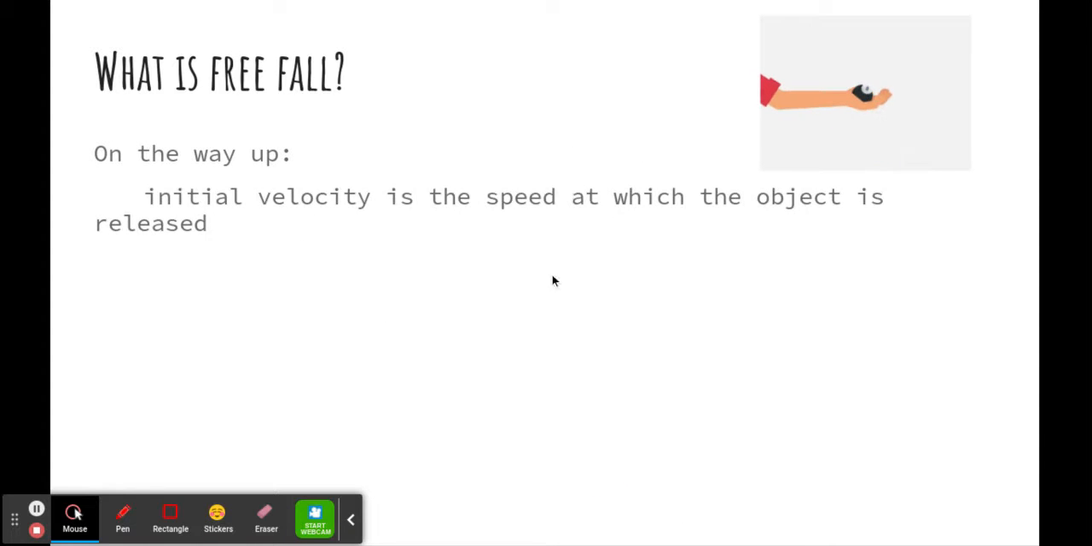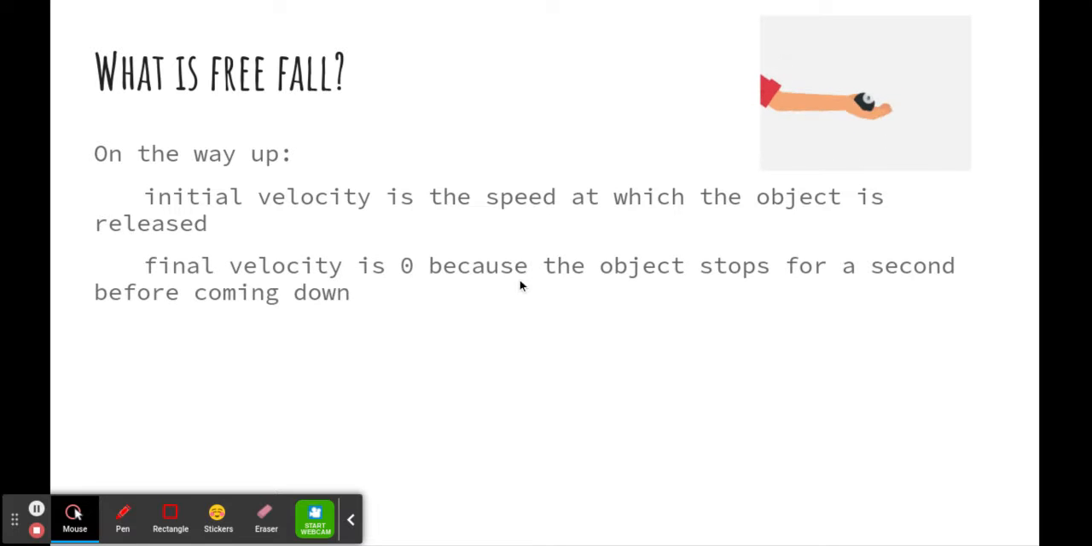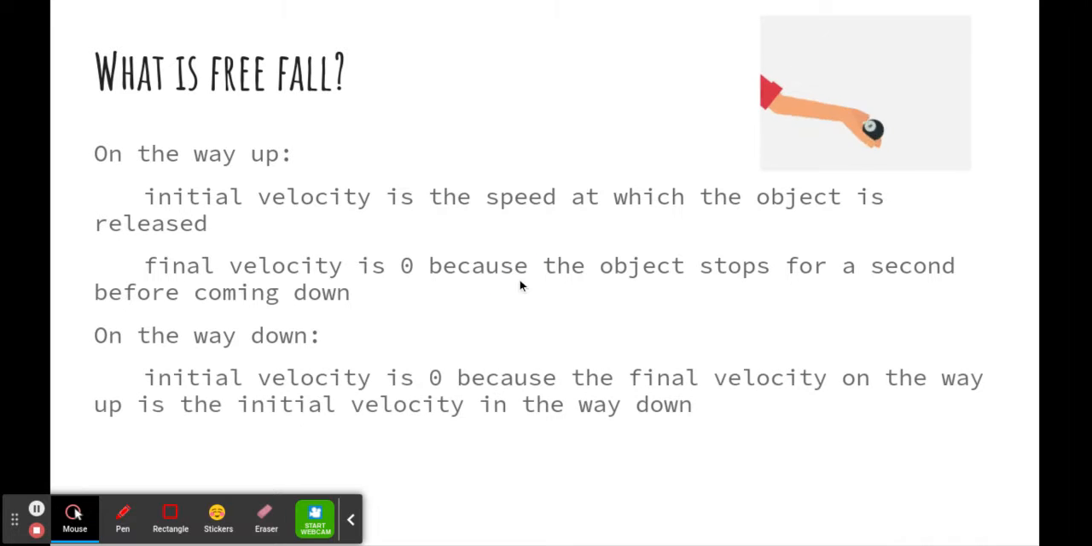So some things to know are that on the way up, initial velocity is the speed at which the object is released, and final velocity is zero because the object stops for a second before coming down. On the way down, initial velocity is zero because the final velocity on the way up is the initial velocity on the way down.